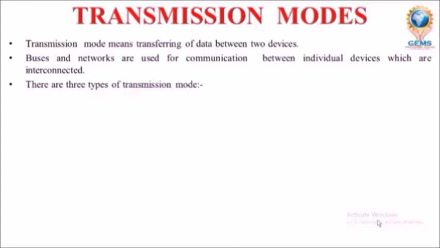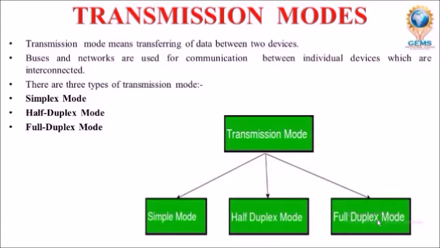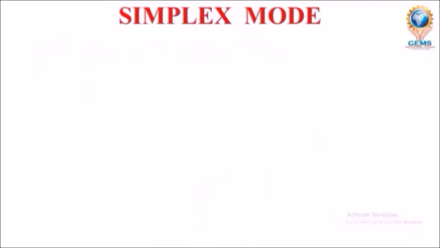As I have already told you, there are 3 types of transmission mode. First is simplex mode, second is half duplex mode, and third is full duplex mode. In this video, we will entirely discuss their types, their features, and their advantages and disadvantages. Before starting in depth, let's quickly recap on the figure. Transmission mode can be classified into 3 parts: simplex, half duplex, and full duplex mode.